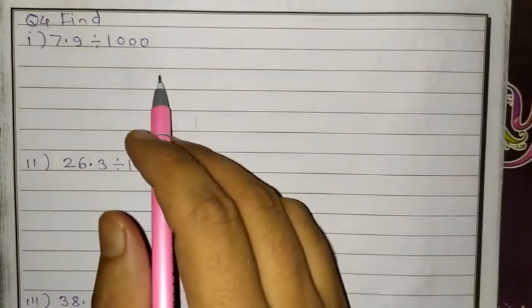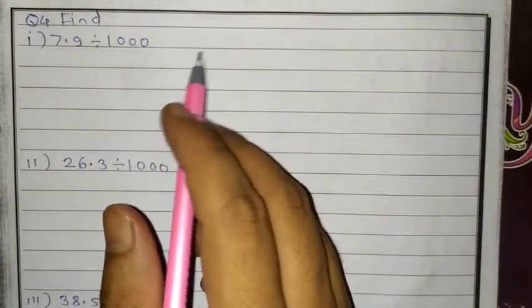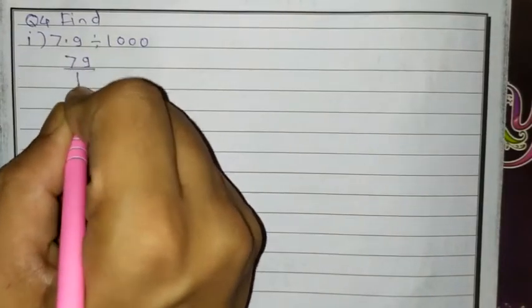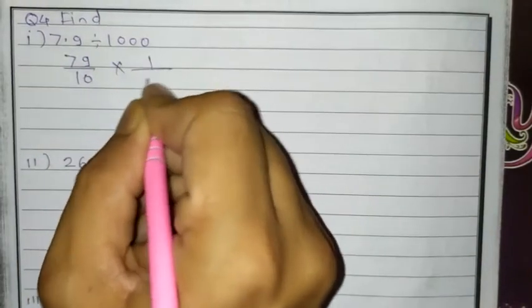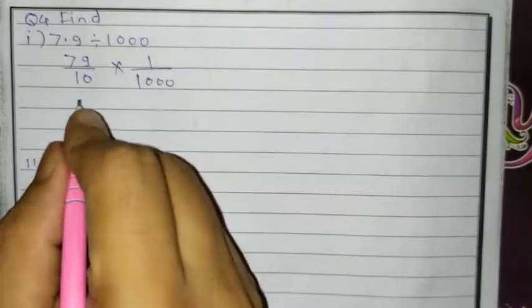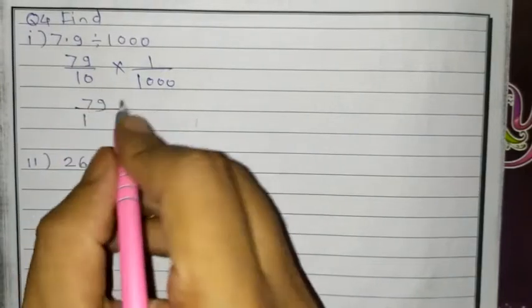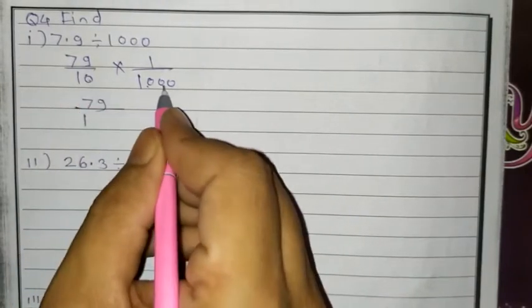So our next question is question number 4. Again the same kind of question is there. So write this number as it is upon 10 into 1 upon 1000. So do the multiplication. 79 into 1 is 79. After 1 you have to add the zeros, 1 2 3 4.